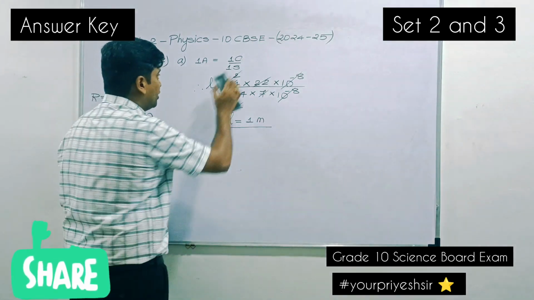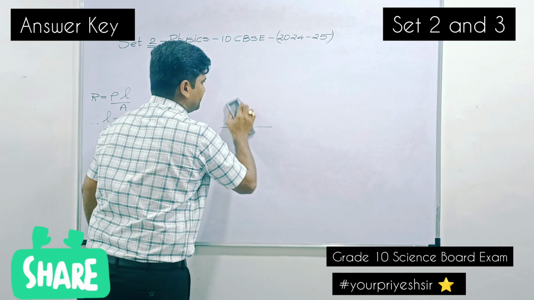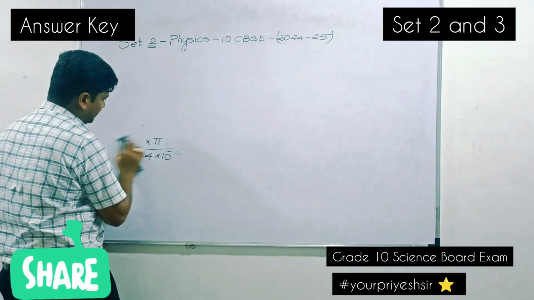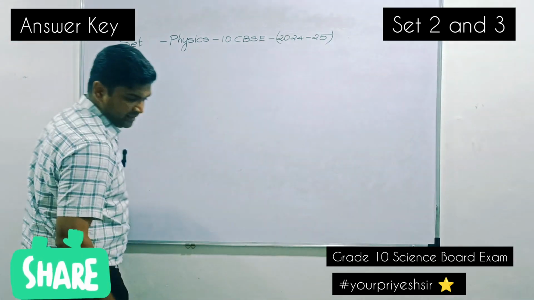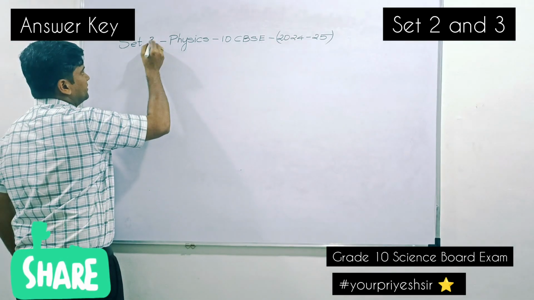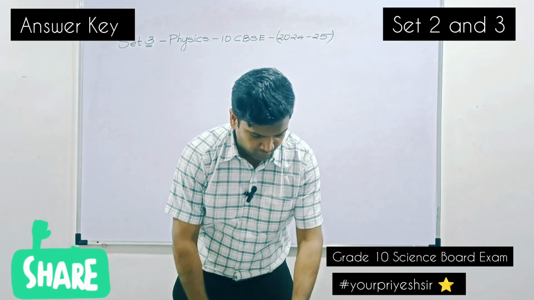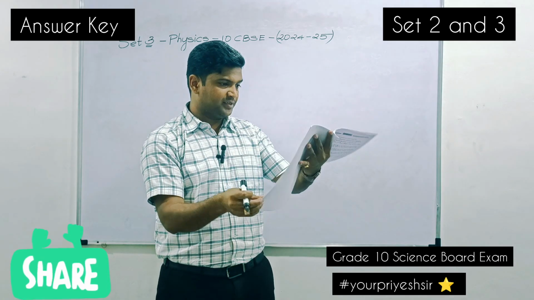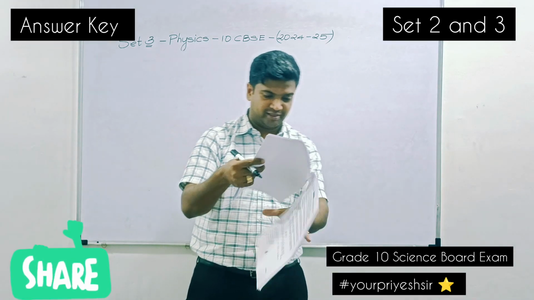Done, children? Good. Now quickly I'll move on to set 3. Give me a few seconds, let me clear all this once. Yes. So I'll remove this as well and I'll write set 3. Okay? So first we'll go to the MCQ part. 1, 2, 3, 4, 5, 6, 7, 8, 9, 10, 11, 12, 13, 14, 15th is physics.